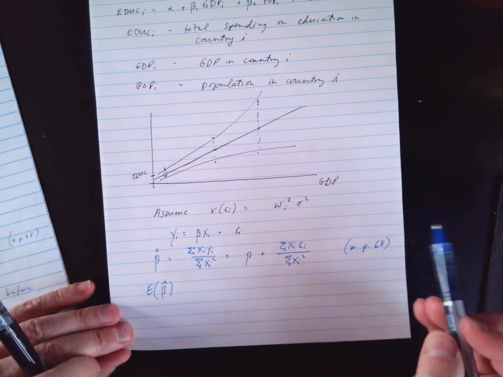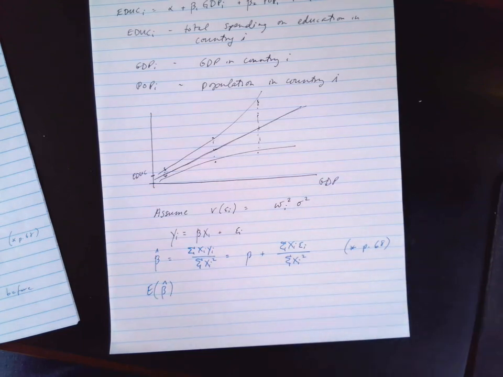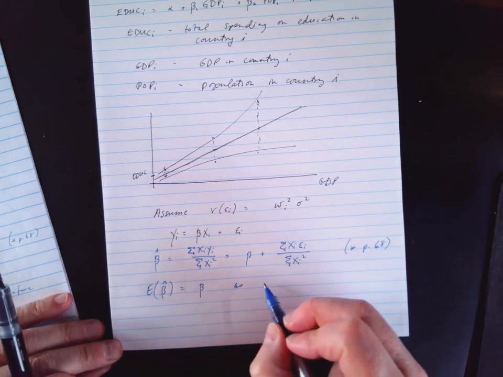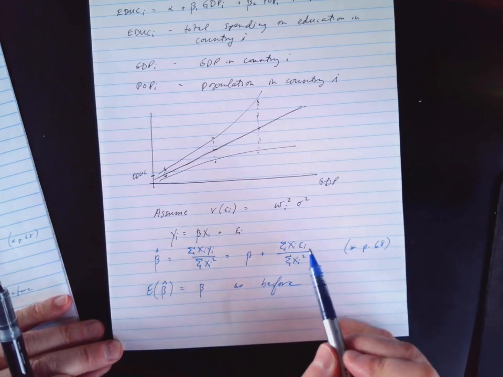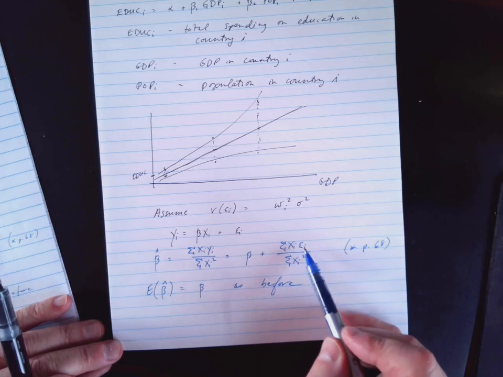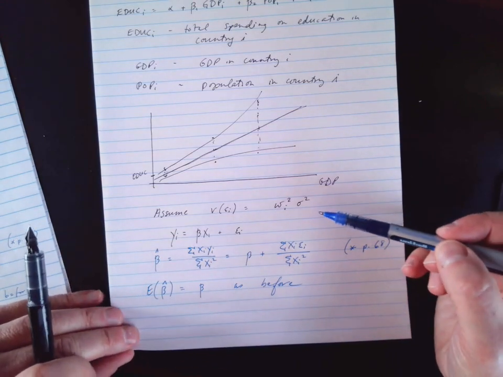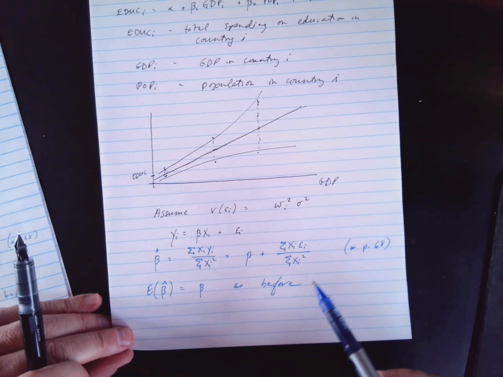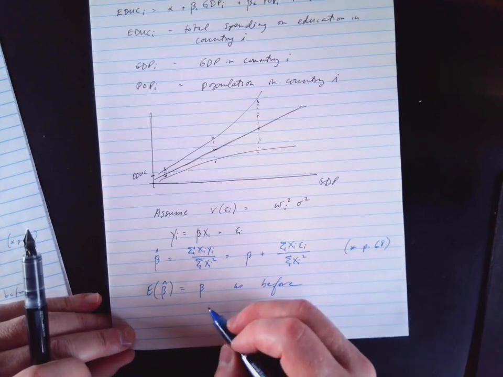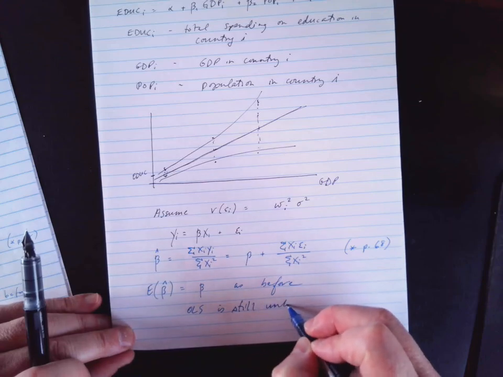Now we take the expected value. Well, the variance doesn't actually appear in here, so nothing changes at this point. The expected value of beta hat equals beta as before. It comes down to taking the expectation of this term. We're taking the expected value of epsilon, which is 0. It still has a 0 expected value. We're holding that assumption. But the fact that it has a non-constant variance doesn't actually affect this calculation. So OLS is still unbiased.